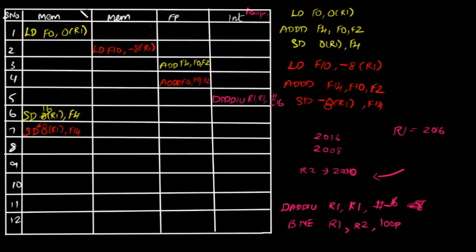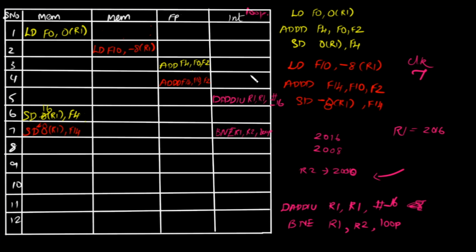Now I can fill in my branch instruction at the last slot here. So BNE R1 comma R2 comma loop. So now all the slots have been filled with no stalls within 2 unrollings itself, and it took me 7 clock cycles. So that is the solution for this VLIW problem.